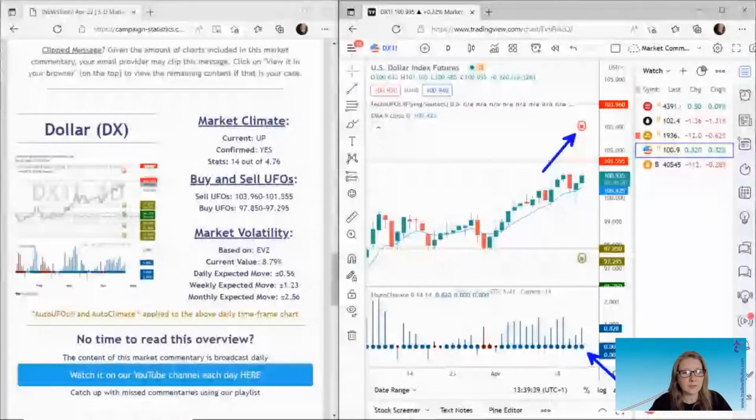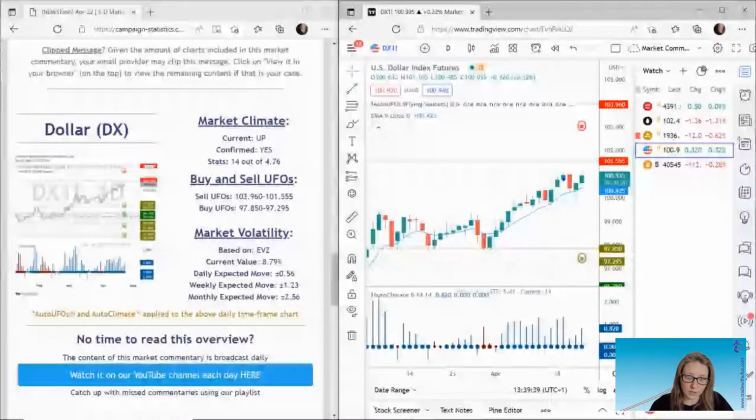We're also coming up to some sellers. Those sellers are between 103.96 to 101.555. We have buyers down here at 97.85 to 97.295. Already worked once, twice, 3 times to push price up. Again, that's why we want to know where they are, because it gives us a better idea of where price is likely to change direction.